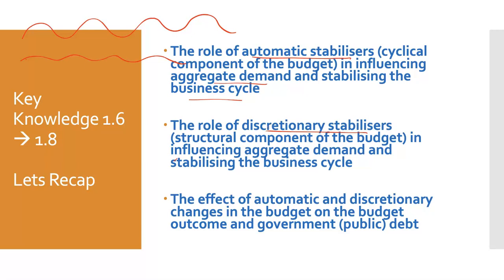And we understand that these are going to have an impact on government debt because higher deficits are going to equal more debt, surpluses are going to equal less debt, and these stabilizers are driving these budget outcomes. I hope you've enjoyed and understood this video. It's quite complicated stuff, but I hope this has helped you understand fiscal policy a little bit more.